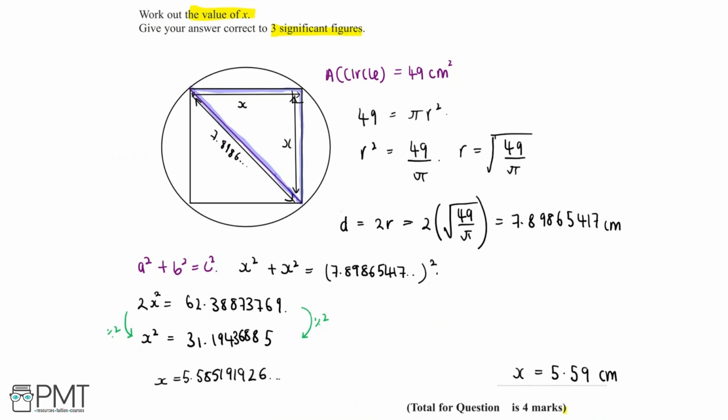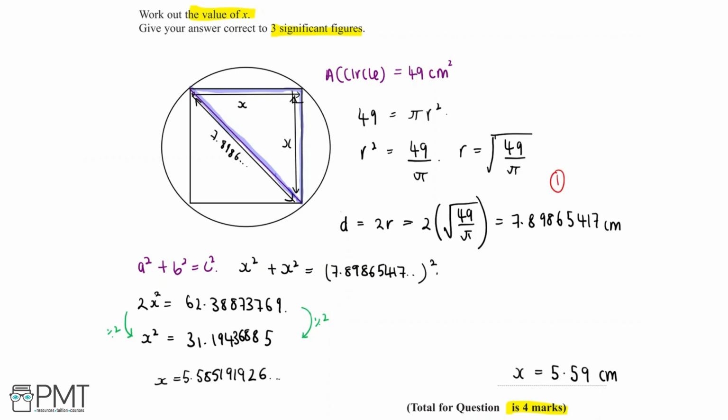This question is worth 4 marks, so let's take a look at where these marks are allocated. Now the first mark is the use of pi r squared in order to find the diameter of the circle. We said that pi r squared equals 49, and we found that the diameter is equal to 7.89865417, giving us that first mark.